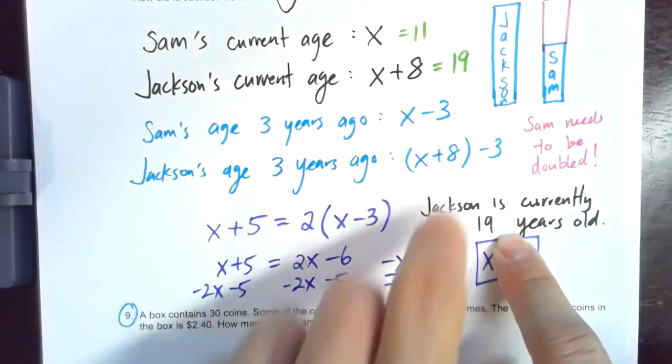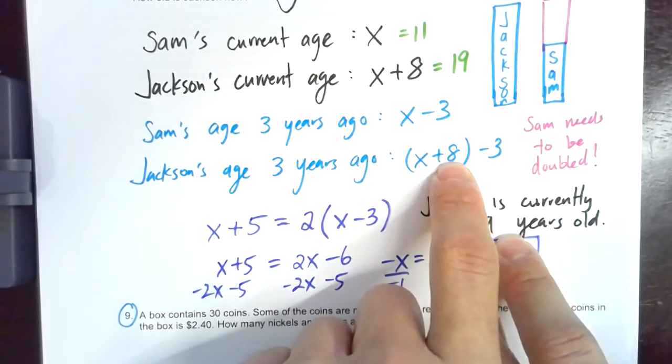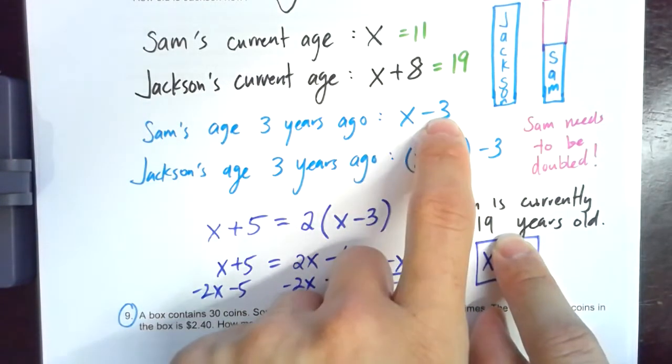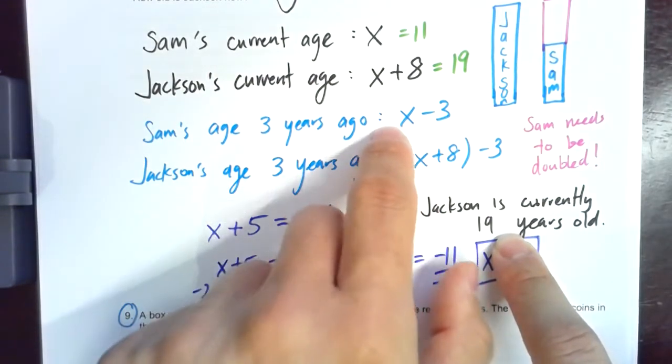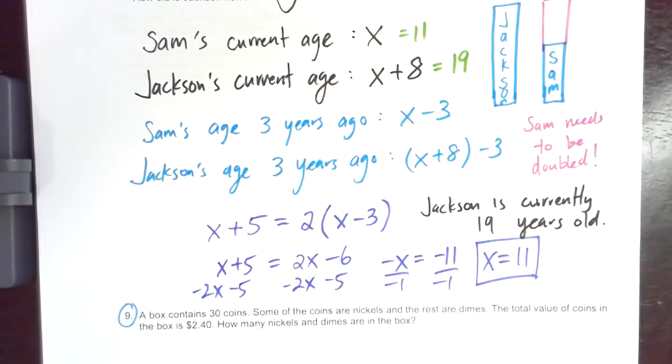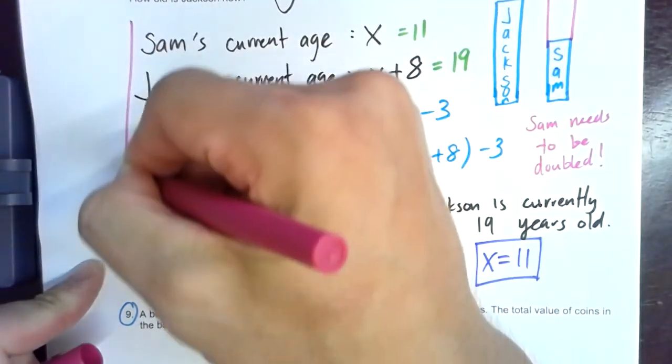And let's just really think about it. 3 years ago, Jackson would have been 16, and Sam would have been 11 minus 3, which is 8. So Jackson would have been twice as old as Sam 3 years ago.